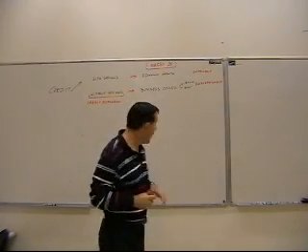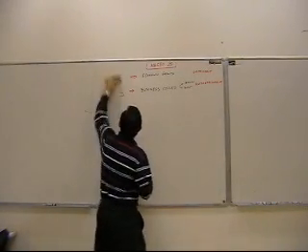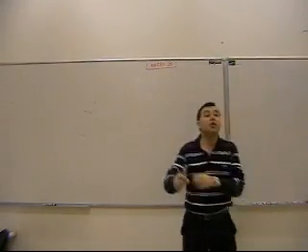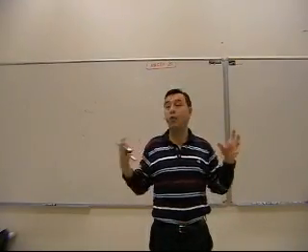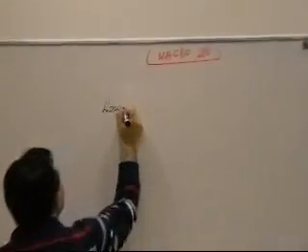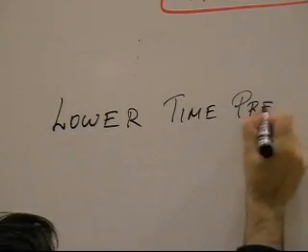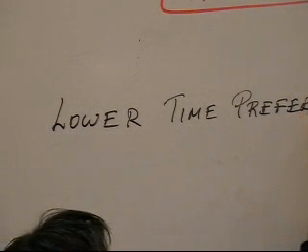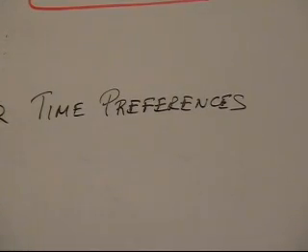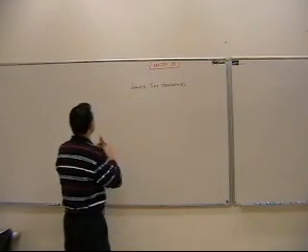Alright, let me wipe this off and move on to growth. So, basically growth comes out of one very simple thing, and this is lower time preferences. In other words, consumers and businessmen lower their time preference. What does it mean? In other words, causes.